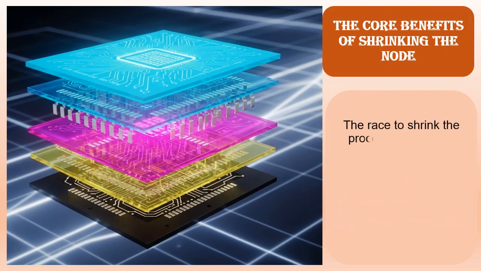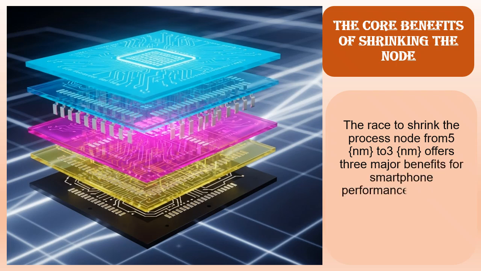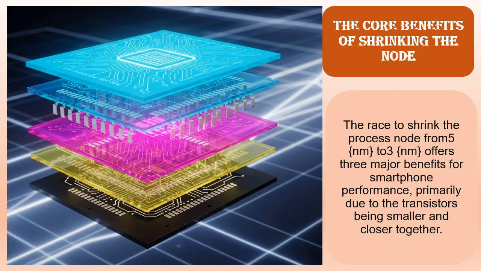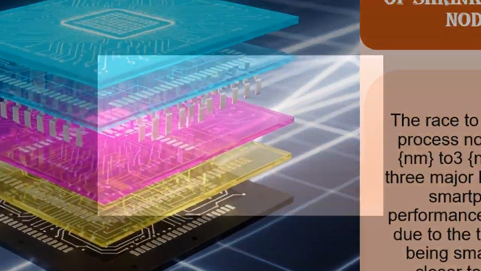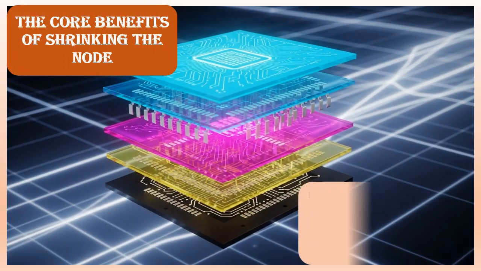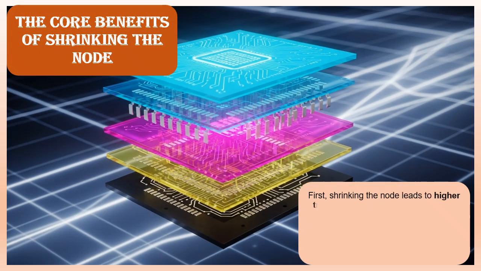The core benefits of shrinking the node. The race to shrink the process node from 5 nm to 3 nm offers three major benefits for smartphone performance, primarily due to the transistors being smaller and closer together. First, shrinking the node leads to higher transistor density.